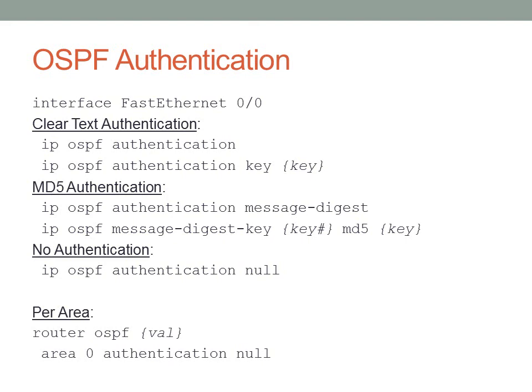This makes things a little bit easier. If you have several interfaces in the same area, you don't have to worry about trying to configure every single interface in that area. You can just configure area 0 authentication and then whatever sort of authentication you want to use.